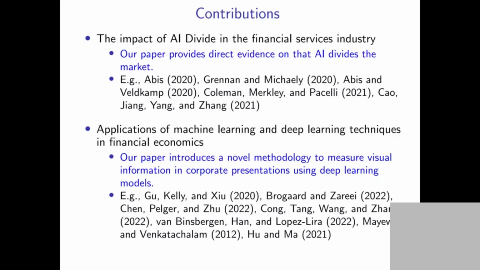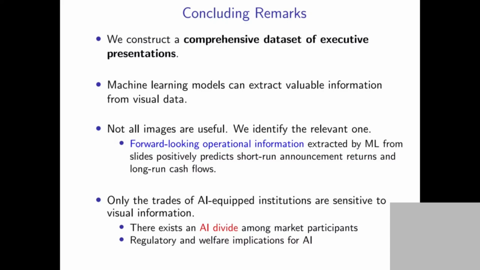And then we also show that using machine learning, you can trade on these images and actually make a profit. But not all the images are useful. Only a subset of images is useful. Only images about future operations and products are useful.